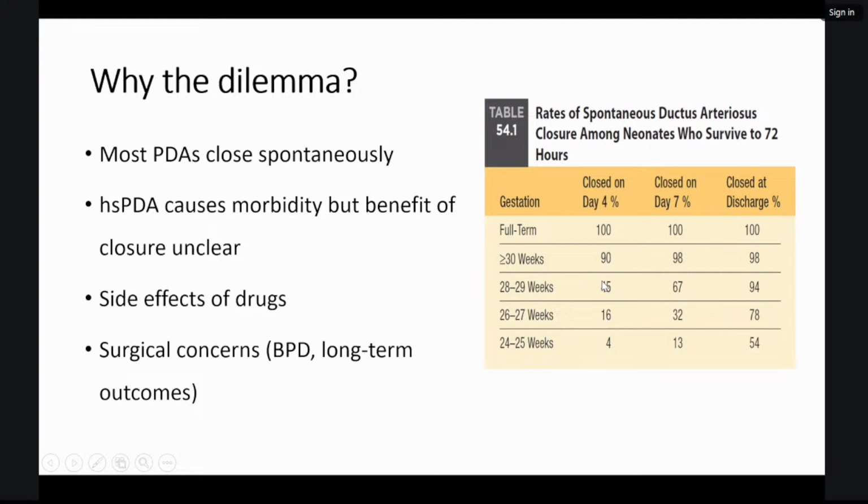So as we can see from the table, in most cases spontaneous closure of the PDA occurs. So we have to wait in most cases, unless it is causing any trouble while managing the neonate. Another problem is that HSPDA causes morbidity, but the benefit of closure is always unclear, and there are side effects of the drugs used for closure of PDA, and there are a lot of surgical concerns following surgical closure of the PDA in the form of BPD, long-term outcomes, and post-ligation syndrome.